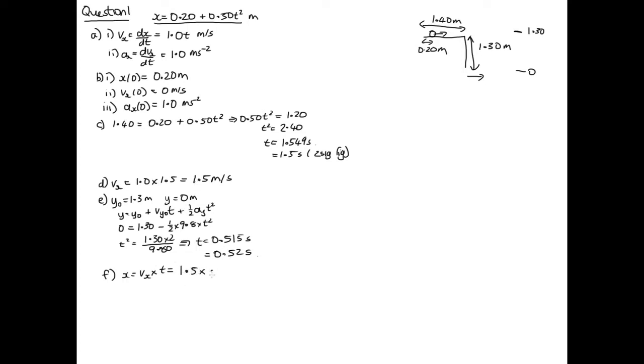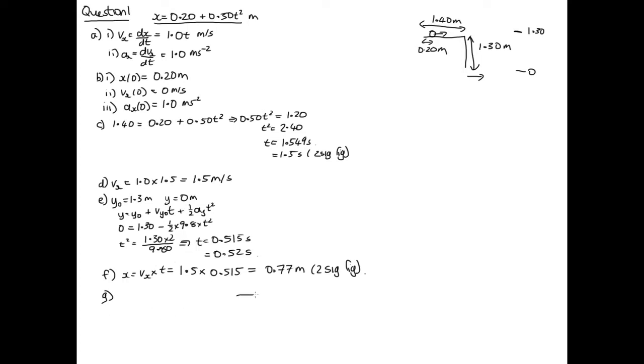So then times 0.515, we should keep all our significant figures for the working. And then when we solve that, we end up with 0.77 meters, and that's given to two significant figures. Okay, now part G says find the velocity of the car just before it hits the ground, and remember to give both a magnitude and a direction.